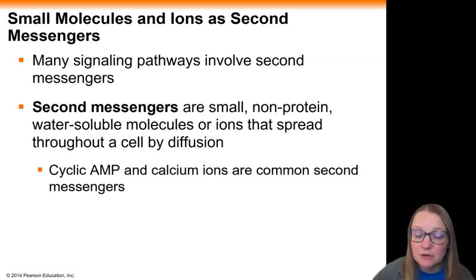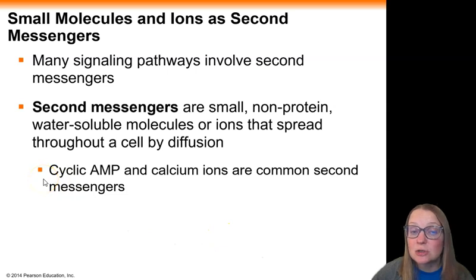So second messengers, by definition, are very small, non-protein and water-soluble molecules like ions that can be released in great quantities and can spread throughout the cell via diffusion a lot faster than proteins can. I'm not going to spend a ton of time talking about second messengers. Know that they exist. Know what they are. There is a section in your textbooks if you wanted to read up a little bit more about them.